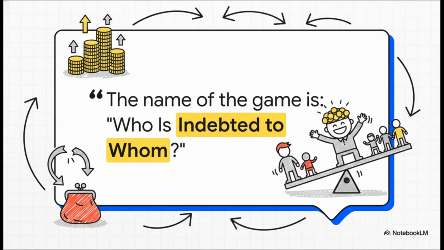Ultimately, the entire financial system, the whole shebang, can be boiled down to one simple question. Who is indebted to whom? The more people you owe money to, the poorer you are. The more people who owe you money, the wealthier you become. According to the source, that really is the entire game.